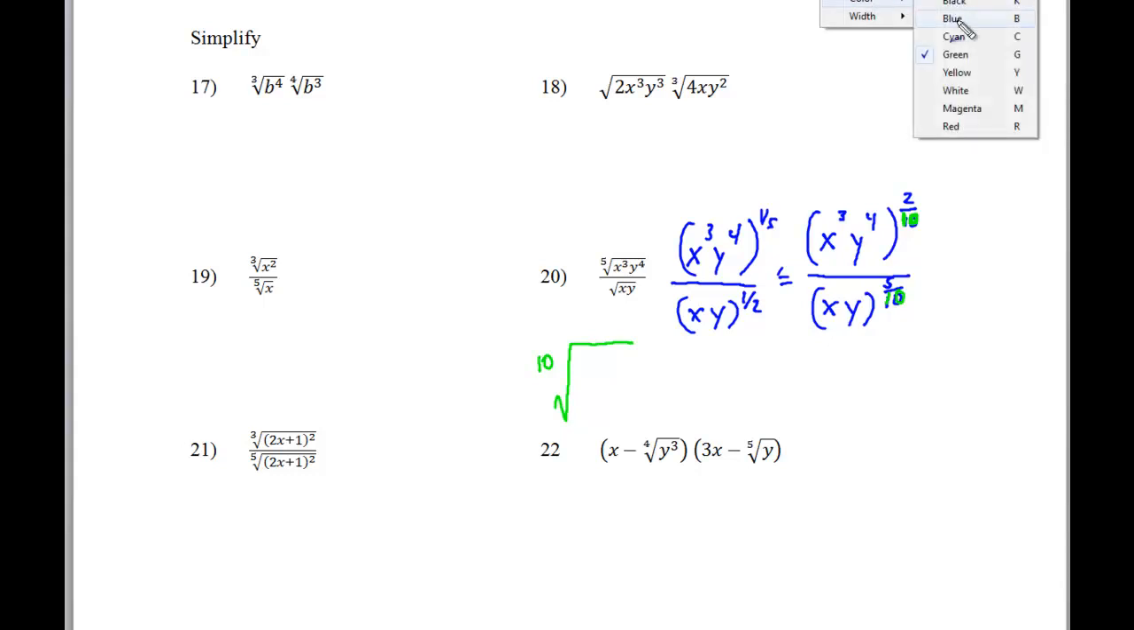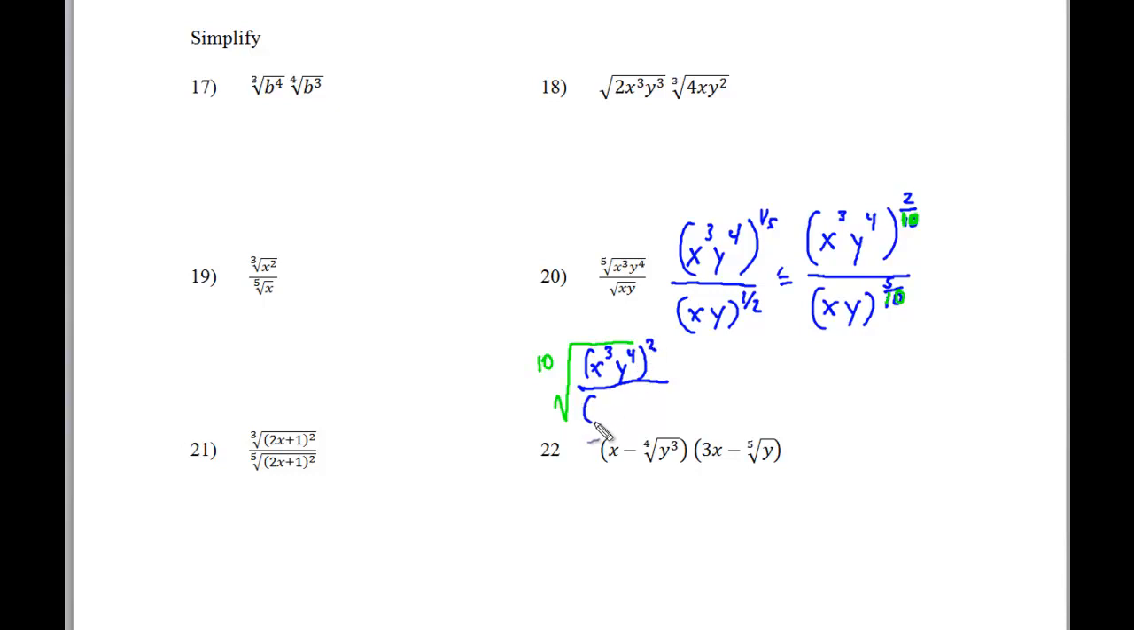So now I can combine what's there. I'm going to have in my numerator here x cubed y to the 4th squared, and down here I'm going to have xy to the 5th power. Now this is all underneath the 10th root. So my numerator is going to be x to the 6th, 3 times 2, y to the 8th, all over x to the 5th, y to the 5th.